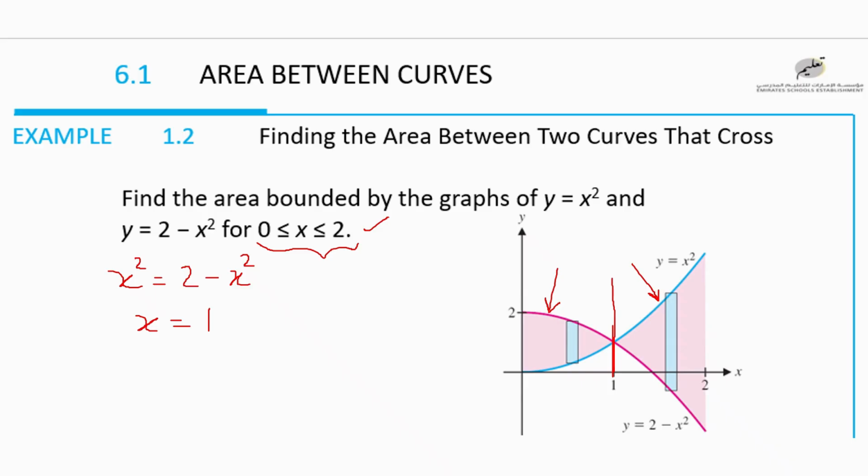Now let's see how to find the integral from 0 to 2. First of all, let's find what will happen from 0 to 1. As I told, the maximum function is 2 minus x square. So 2 minus x square, minus the lower function, which is x square. So minus x square dx.